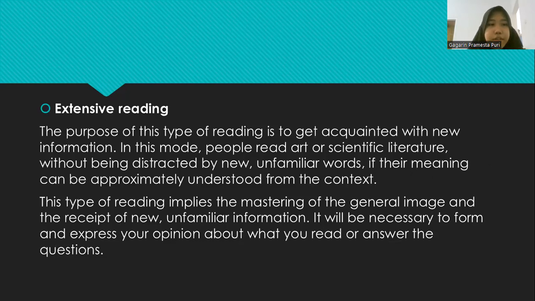And extensive reading. The purpose of this type of reading is to get acquainted with new information. In this mode, people read art or scientific literature without being distracted by new, unfamiliar words if their meaning can be approximately understood from the context. This type of reading implies the mastering of the general image and the receipt of new, unfamiliar information. It will be necessary to form and express your opinion about what you read or answer the question.